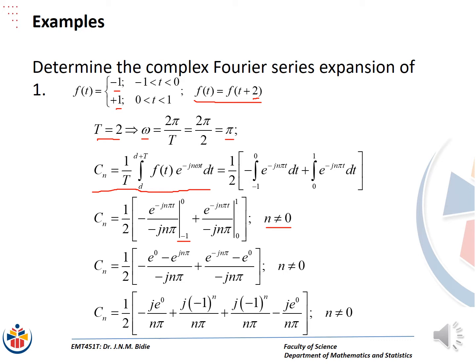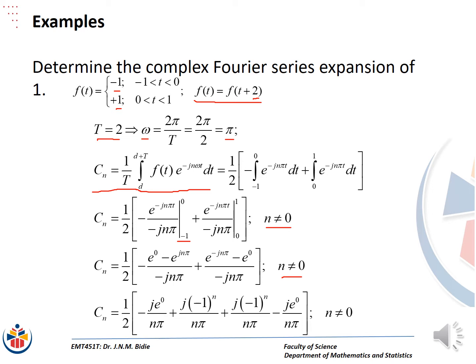Plus, now we go to the second term. We do the same. Substitute the upper limit, which is 1 first. So we have e to the negative jnπ minus the substitution of t equal to 0 for the second part. And then note that we still have that n not equal to 0. We can't leave it because we still have n's in the denominator.